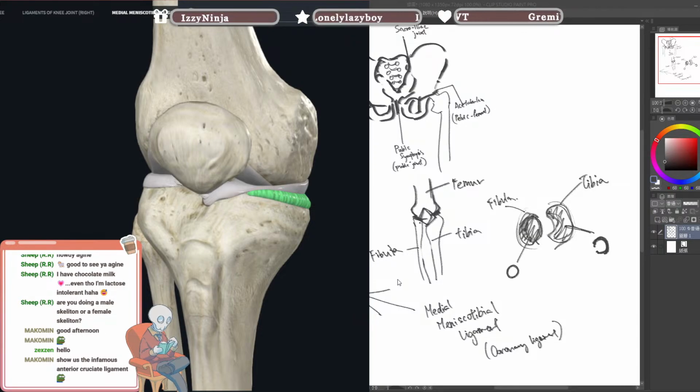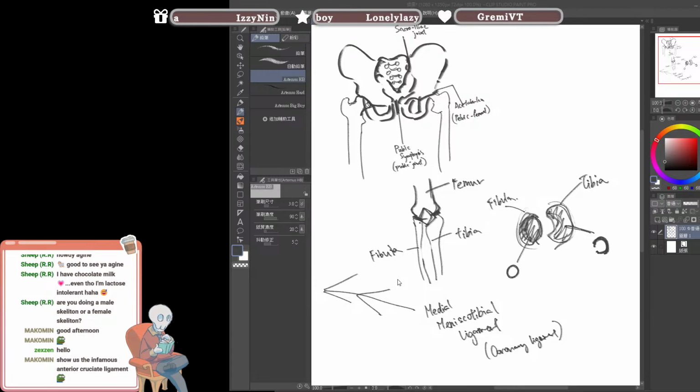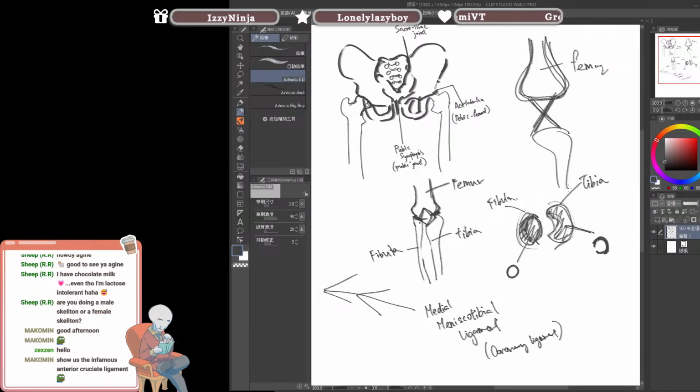Infamous anterior cruciate ligament. Oh, you're testing me, huh? Okay, so the cruciate ligament is the little X thing behind your knee bone. The knee bone is called the patella over here. So this is your femur, this is your thigh, and this is your tibia and fibula. And this is a cruciate ligament.